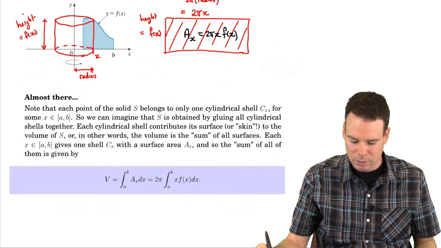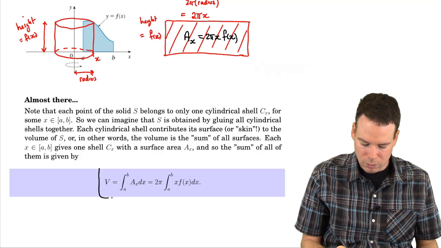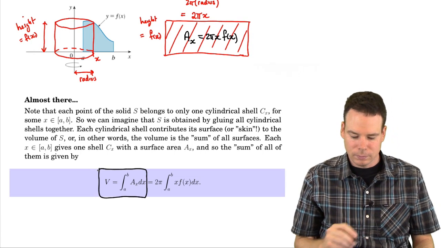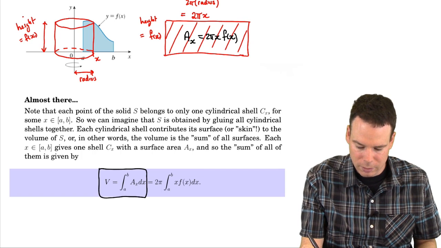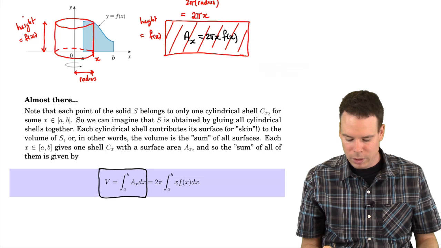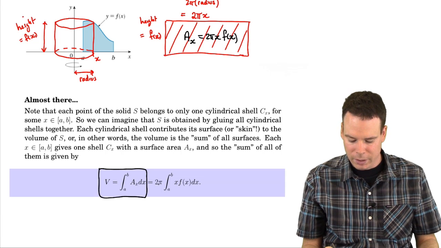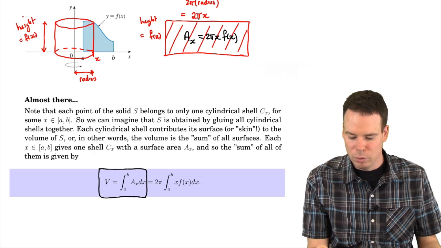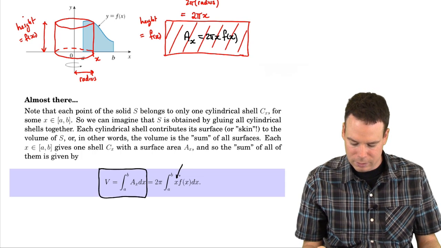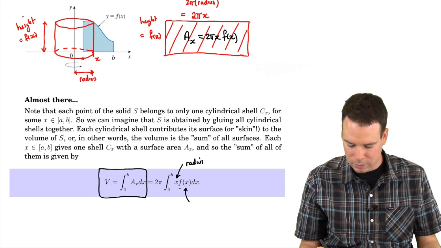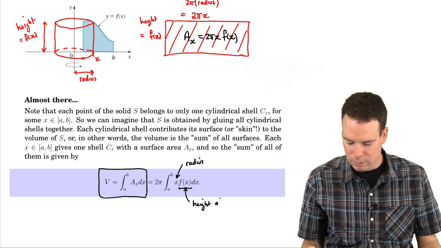And so that's what we do here. We integrate over all of the areas to get the volume. In this particular case, the area was given by 2 pi x f of x, so that's why there's a 2 pi out front. It came from this length of the rectangle, 2 pi times the radius. So this x sitting here is the radius, and this f of x sitting here was the height of the cylinder.